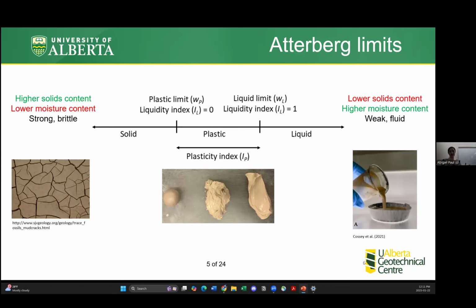So looking at tailings through the lens of clays also allows us to apply existing tools from geotechnical engineering and clay science, one of them being the Atterberg limits. These are used to describe how the behavior of a clay or clay material like tailings changes as the water content is changed. At very high water contents, these materials will behave like a liquid. At very low water contents, it will behave as a brittle solid. And then somewhere in the middle, it'll behave like plastic.